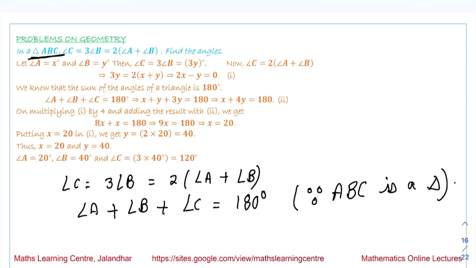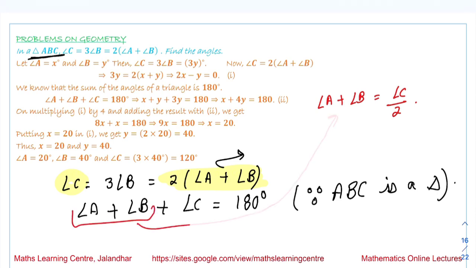Now from this equation, suppose I am comparing this first and this last value. What we get is that angle A plus angle B is equal to angle C by 2. If we substitute this value of angle A plus angle B over here, we will get angle C by 2 plus angle C, that is equal to 180 degrees.